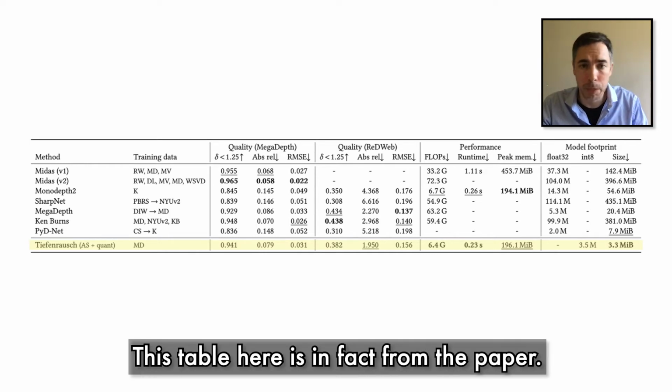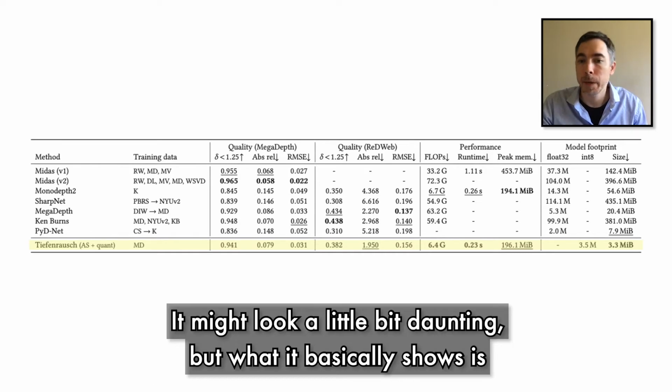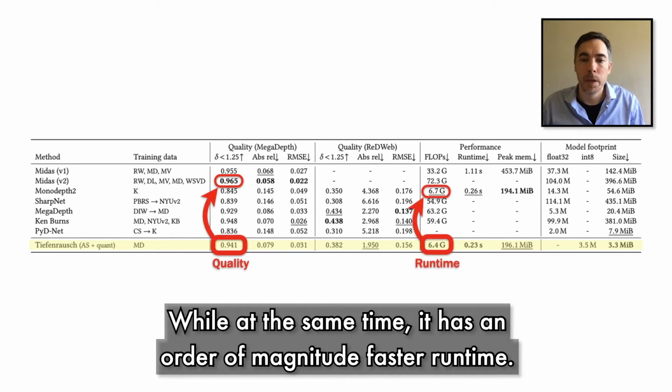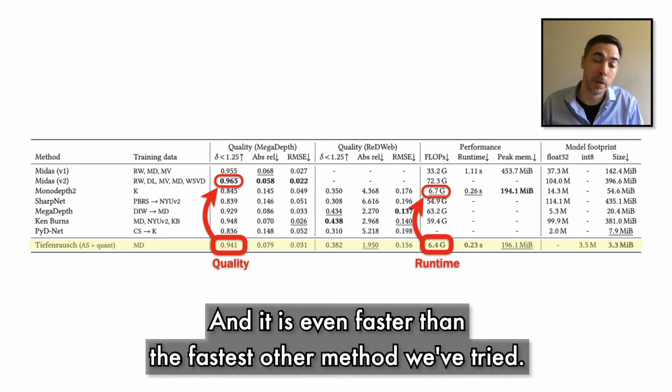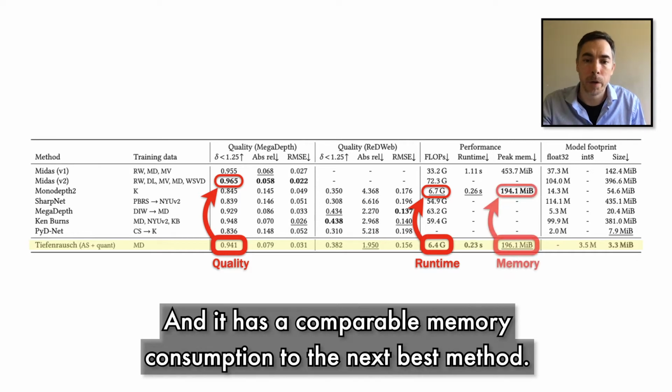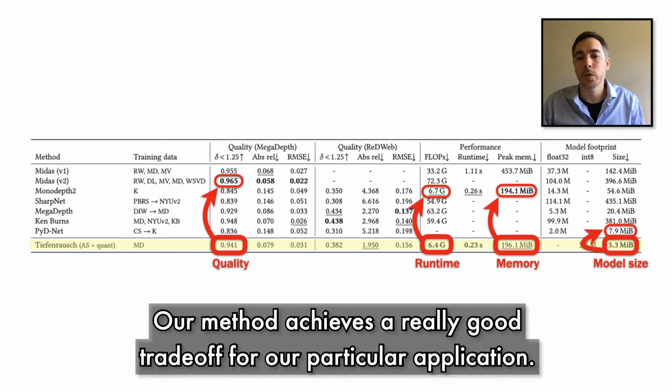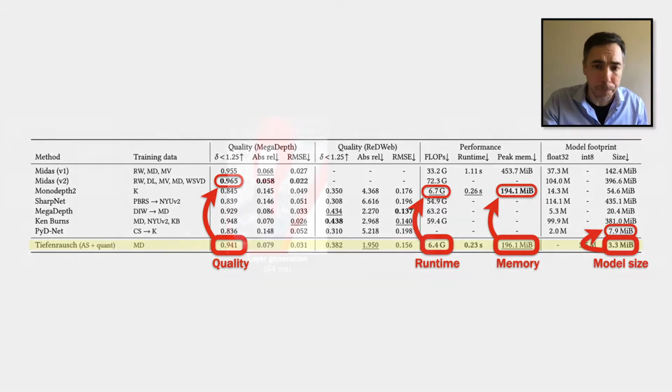And so this table here is, in fact, from the paper and might look a little bit daunting, but what it basically shows is that the quality of our method is not too far off the best methods out there, while at the same time, it has an order of magnitude faster runtime, and it's even faster than the fastest other method we tried. And it has comparable memory consumption to the next best method. And our model size is only half of that of the smallest competitor. So our method achieves a really good trade-off for our particular application.